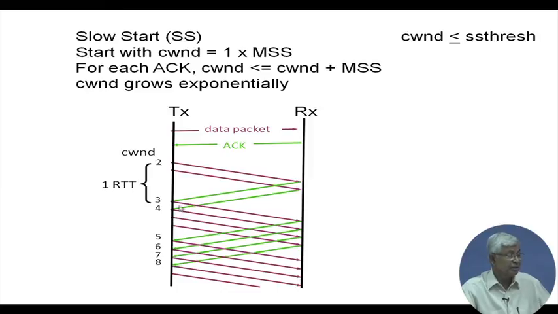So, earlier 2 plus 2 makes it 4. When the 4 acknowledgements come, it will make it 4 plus 4, 8. For each acknowledgement it will increase by 1, that is, earlier cwnd plus MSS. So, therefore, it is going by 2 to the power n, exponential growth.